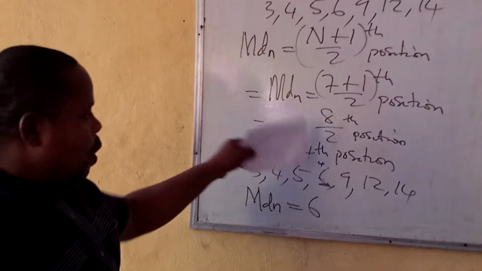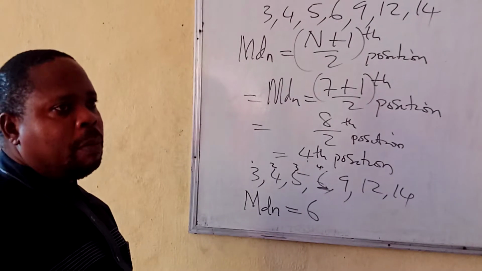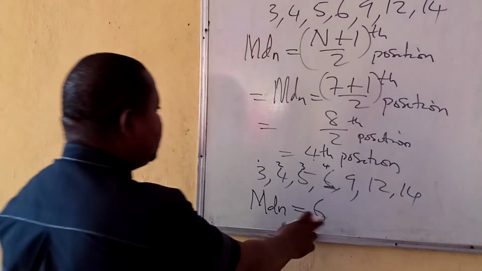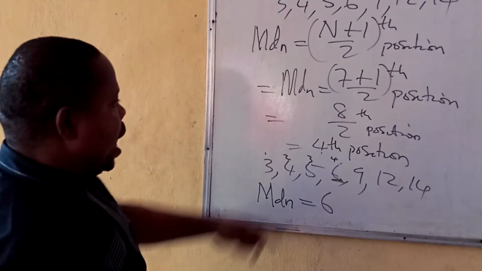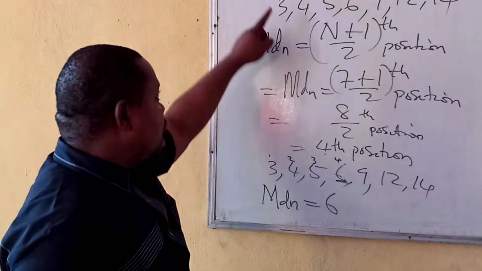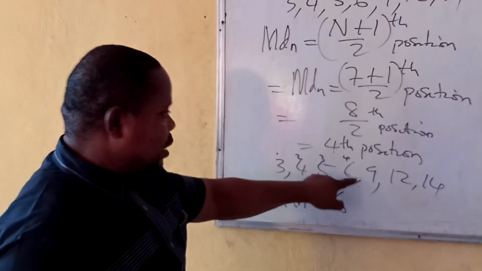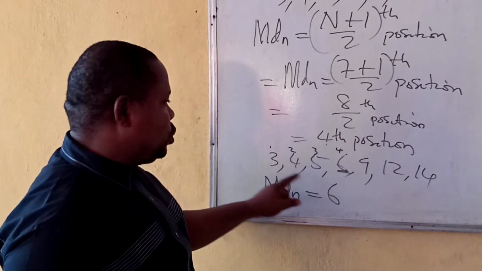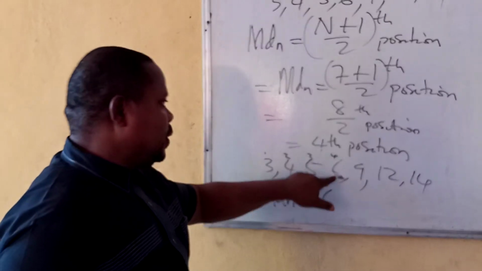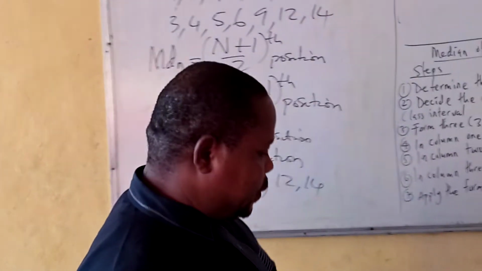The score occupying the middle position, or the point that divides this data into 2, is 6. Remember here, we talk about the position, 4th position, and then you bring down the data again, count off to identify the score occupying that 4th position: 1, 2, 3, 4. And so 6 is occupying that 4th position, therefore the median is 6.